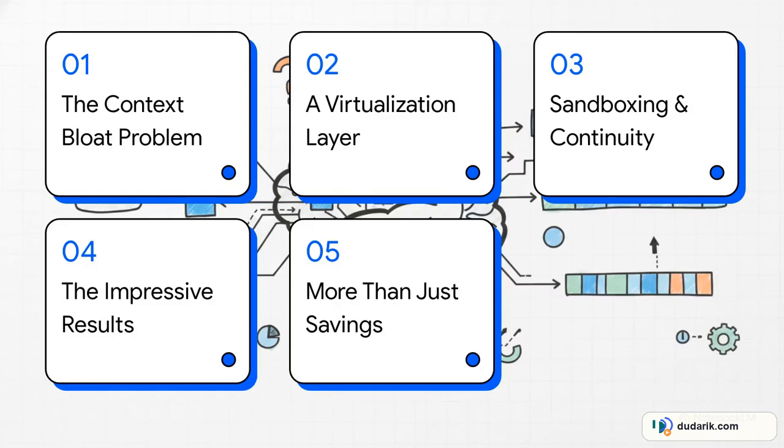Well, in this explainer, we're going to break down a really brilliant solution. We'll start by digging a little deeper into the context bloat problem, then we'll look at a virtualization layer that solves it, see how it keeps the session going, check out the incredible results, and finally, discover why this is about way more than just saving a few tokens.